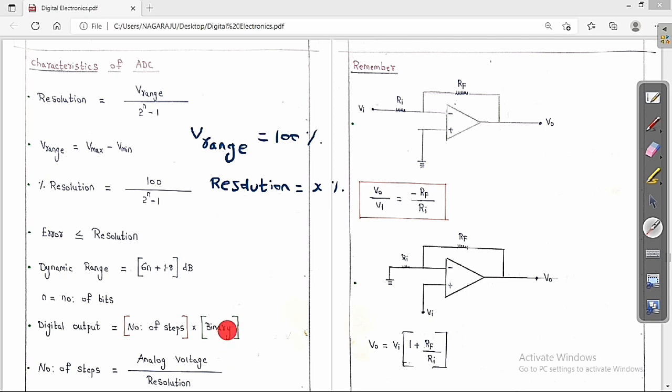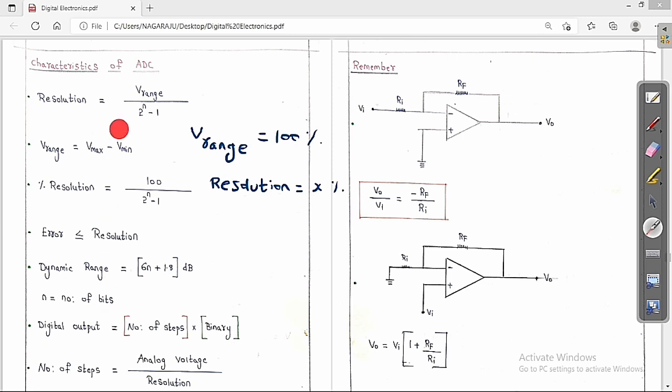So binary is nothing but simply digital output. The digital output is equal to the number of steps into binary, and the number of steps is equal to analog voltage by resolution. So the number of steps is equal to analog voltage by resolution into binary. This is the formula that you always have to keep in your mind: digital output is equal to analog voltage by resolution into binary.